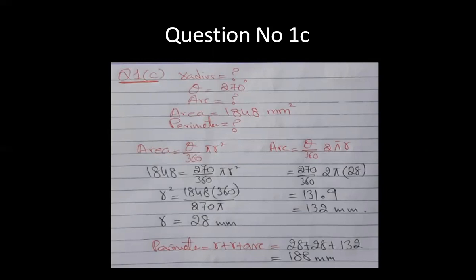The last part is that they want us to find out the perimeter of this sector. You know the perimeter of the sector is radius plus arc. So you will have 28 plus 132, and that will be 188 millimeter. So this is how, my dear students, we will solve question number 1, it's C part. I hope that this makes sense to you.